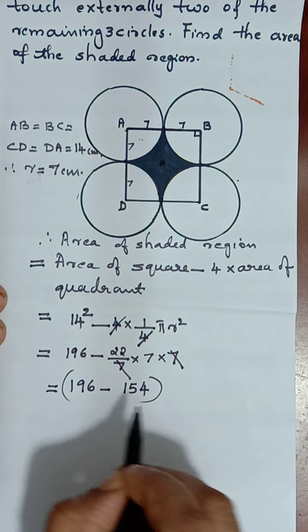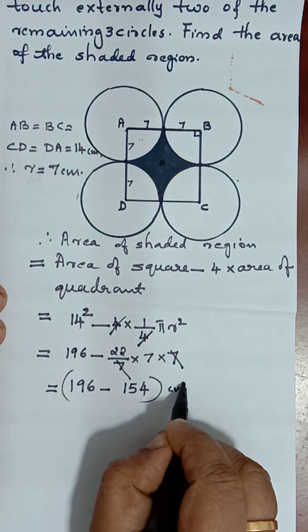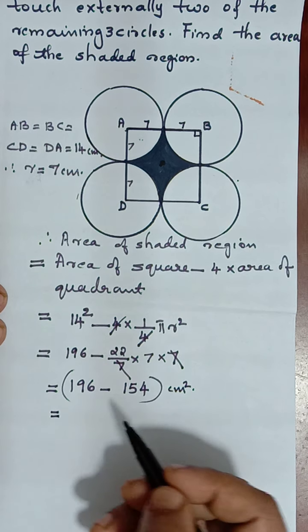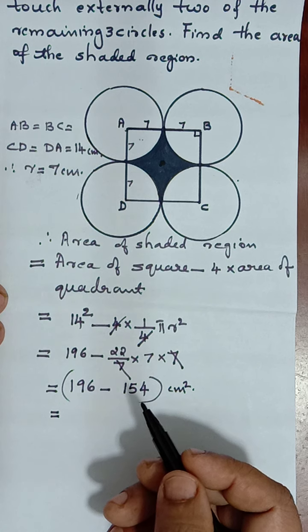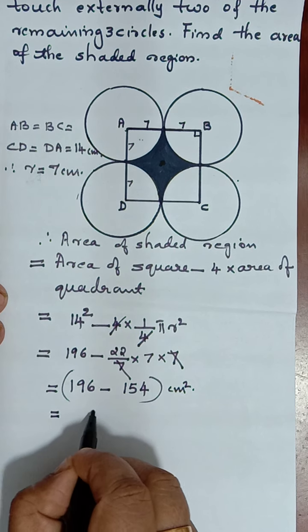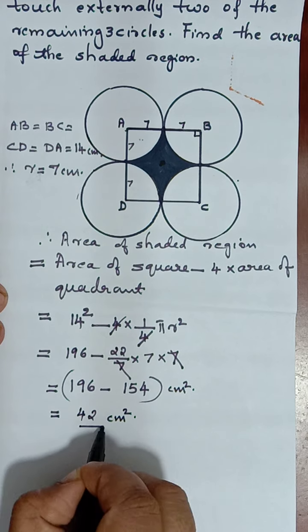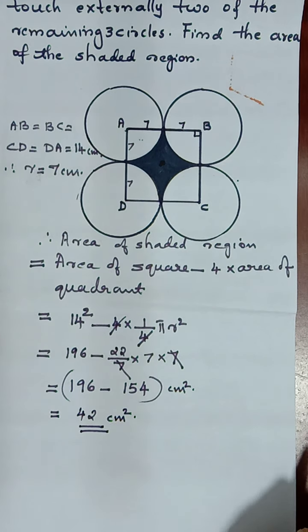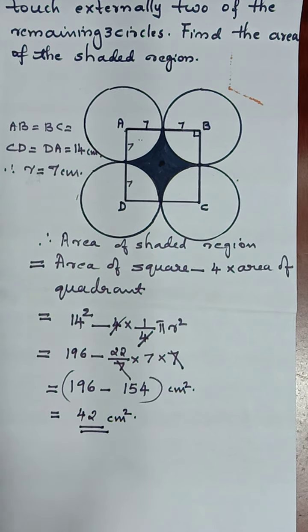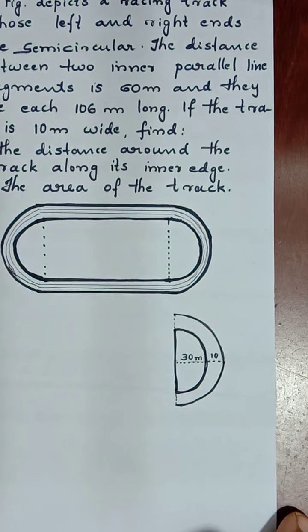154 cm square. Okay. We will subtract: 196 minus 154. Subtracting, we get 42 cm square. That is the area of the shaded region. Let us see the fourth question.